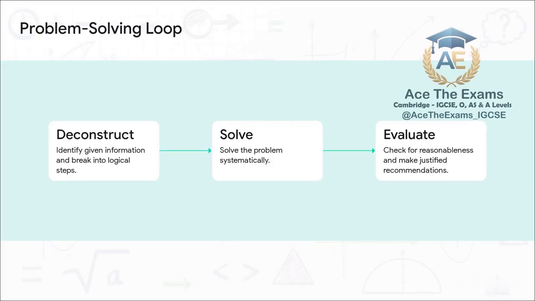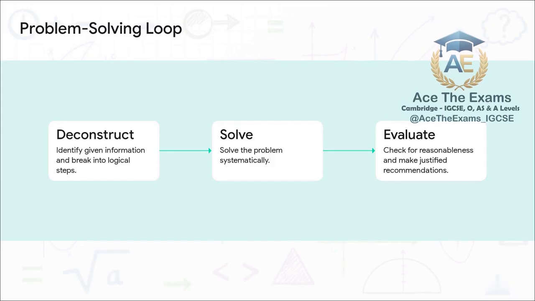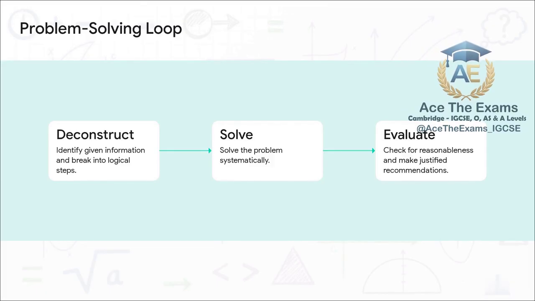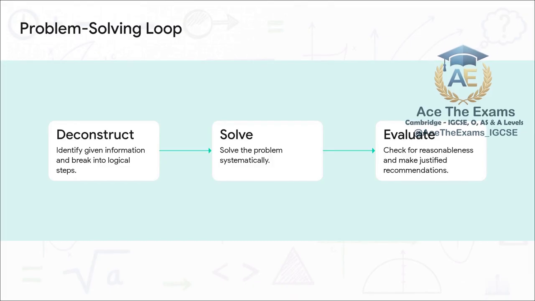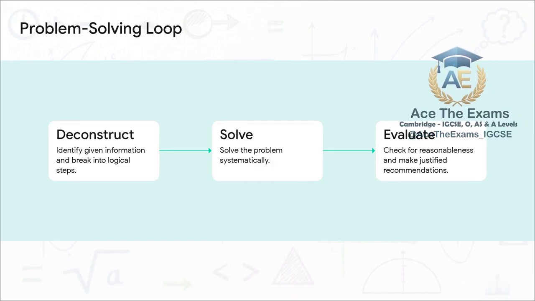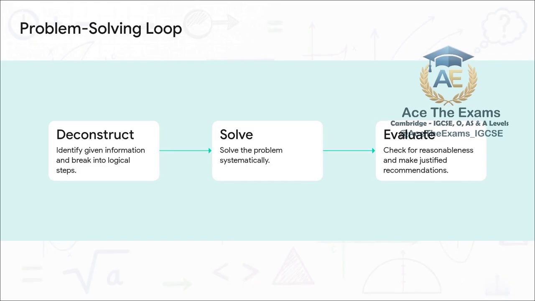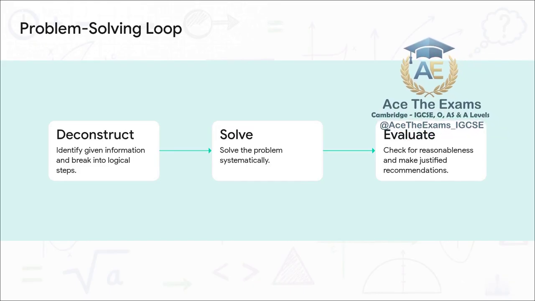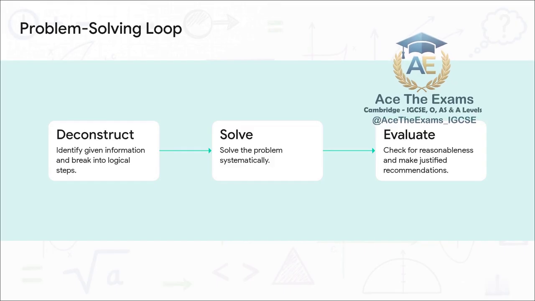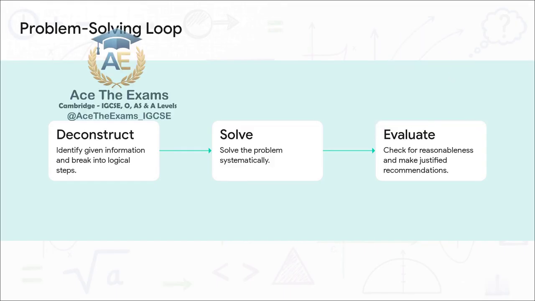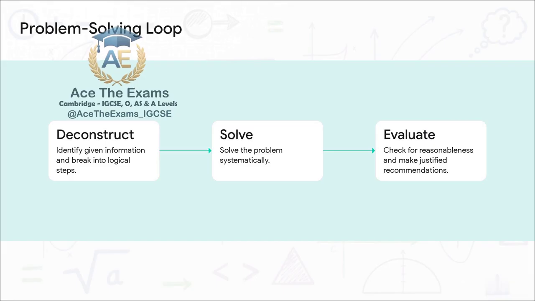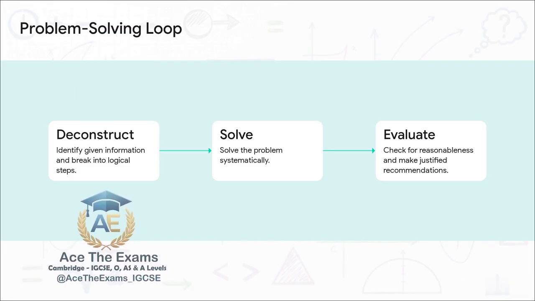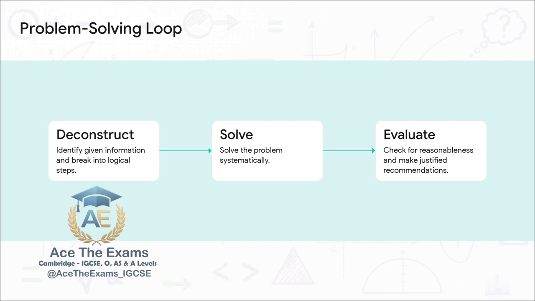To successfully implement this strategy under extreme simulated clock pressure, you need to lock into this 3-step continuous loop: deconstruct, solve, and evaluate. Alex and Sam, I'm watching your screens. First, break the given information into logical steps. Deconstruct what the payload is really asking. Next, solve systematically. Alex, I see you writing, but ensure every single line of algebraic manipulation flows clearly and undeniably from the line above it. Don't skip steps in your head.